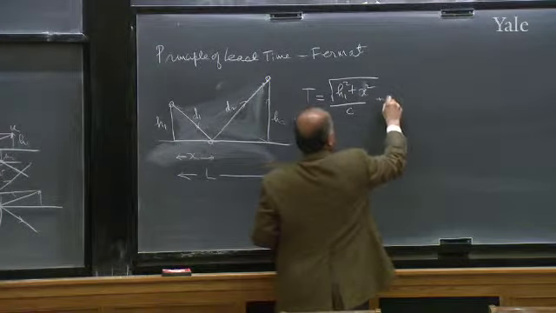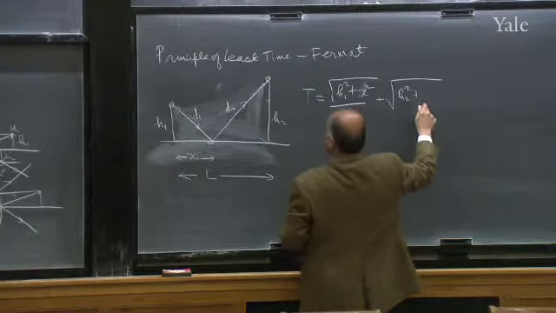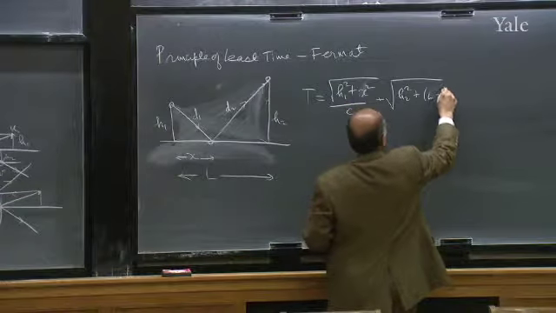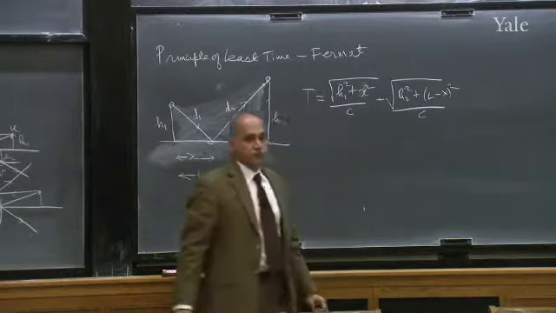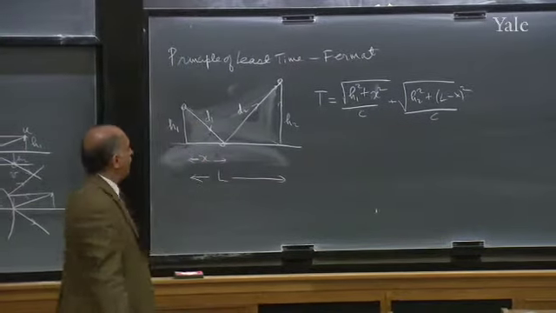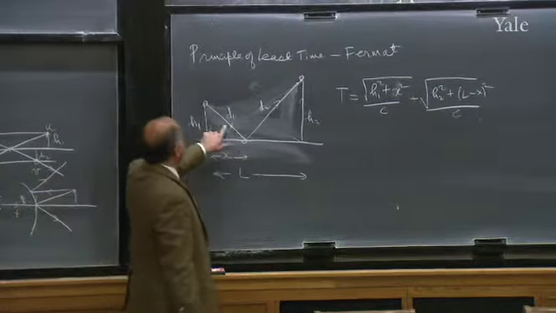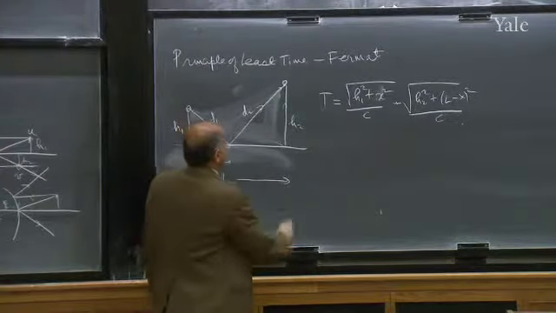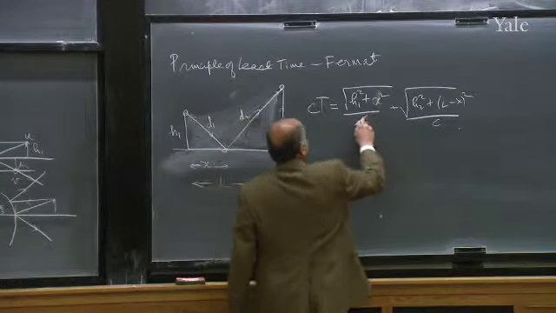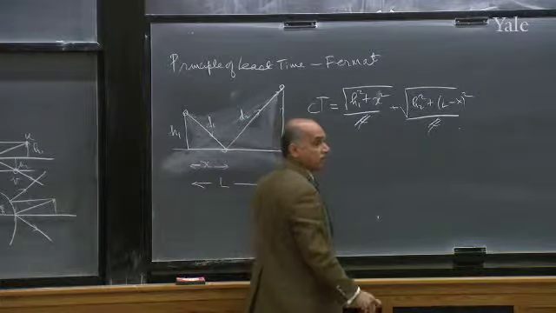divided by c plus square root of h2 square plus L minus x square divided by c, just from Pythagoras theorem, right? It's d1 over c plus d2 over c. So let's multiply everything by c. That doesn't matter. Whether you minimize ct or t, it doesn't make any difference.